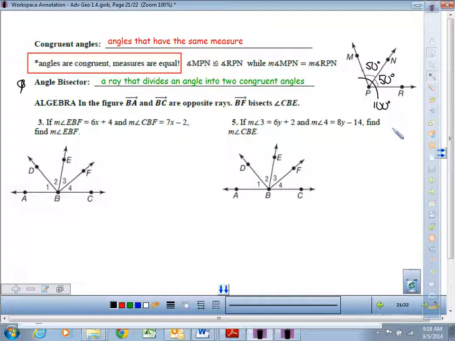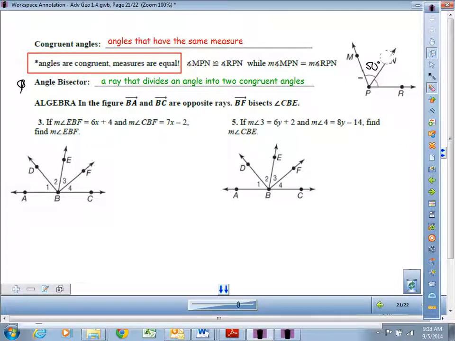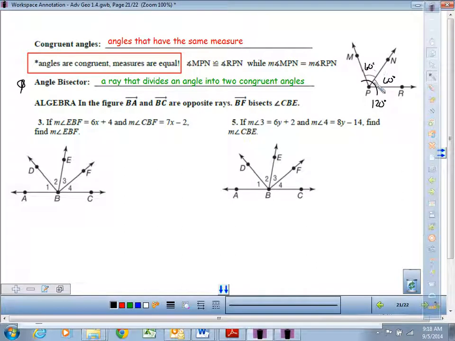That'd be 100 degrees. Now, on the flip side of that, let's say that this entire angle was 120 to begin with. Well, what are each of the smaller angles? Well, you cut 120 in half and you get 60 degrees and 60 degrees.